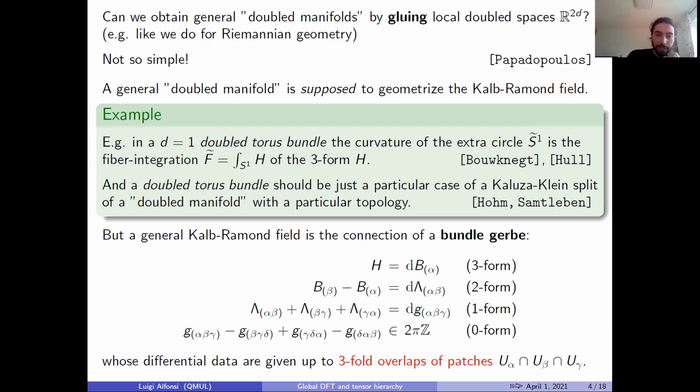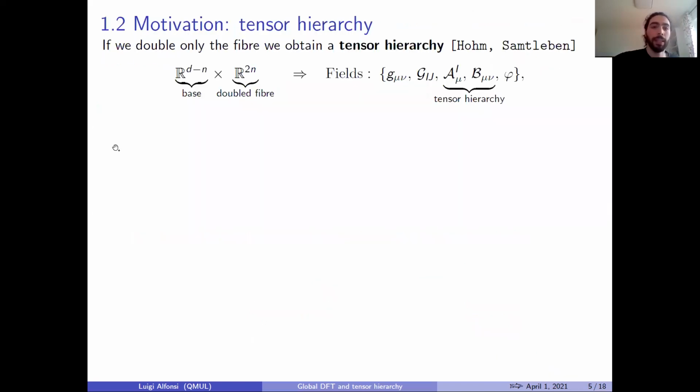So basically the motivation of this work is finding a solution for this, in some sense, is to define a double manifold which can somehow geometrize this geometric structure of the Kalb-Ramond field, which is a bundle gerbe. Now, another motivation is to make sense globally of tensor hierarchies.